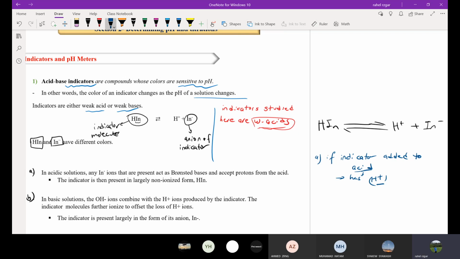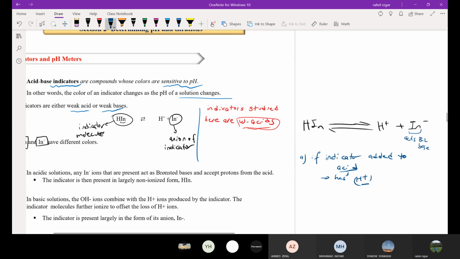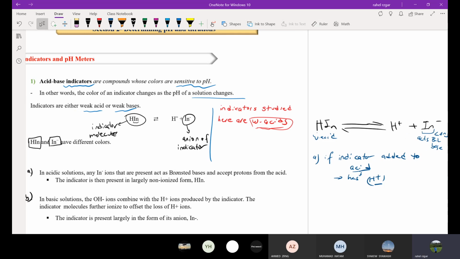If you want to put an indicator here, where there is a lot of H, this IN acts as a Bronsted-Lowry base. Why? Because it's a conjugate base of this acid. So it can accept these extra hydrogens.